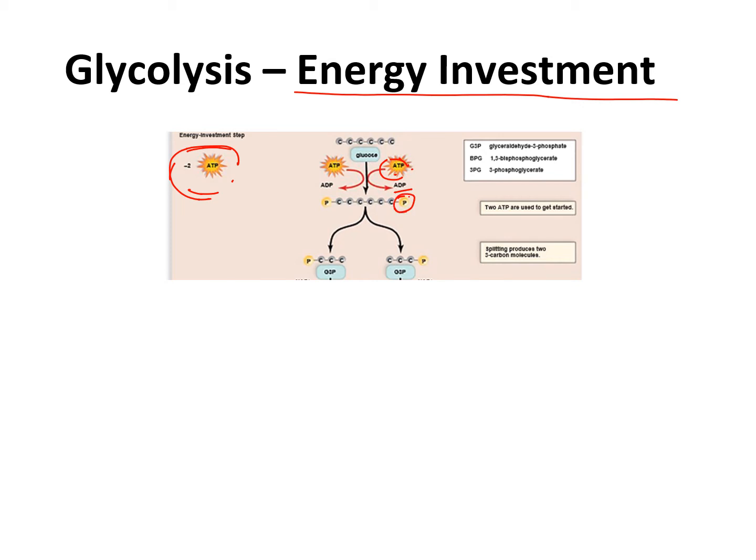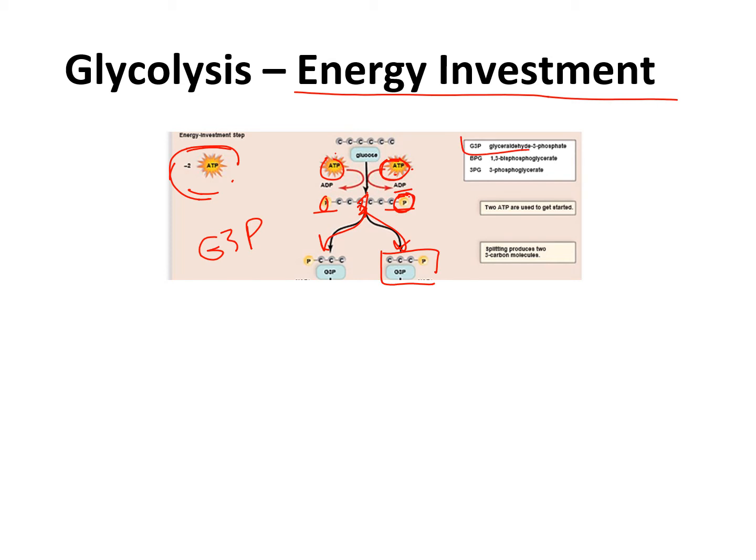So what happens during the energy investment stage is that 2 ATP molecules are going to phosphorylate the glucose molecule. So they're going to release that third phosphate. That third phosphate will bind to the glucose molecule. That will destabilize the glucose molecule so it splits in half. And the resulting molecules, these 3 carbon molecules with a phosphate on them, are actually G3P.